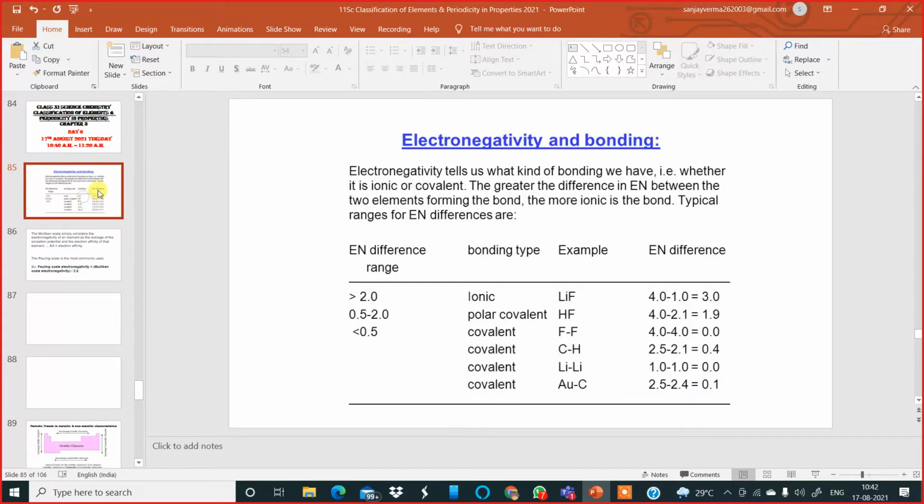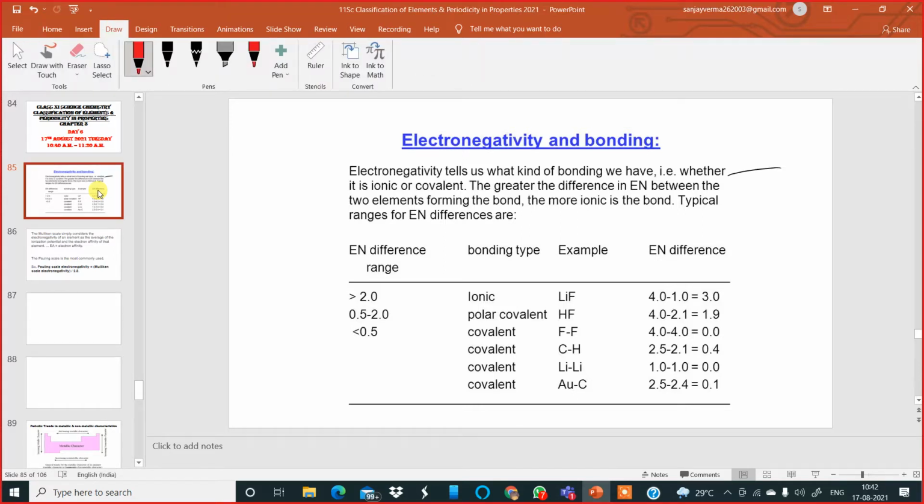So now, if you look at the next slide with regard to electronegativity and bonding. From this concept, we can know what kind of bonding we have, whether it is an ionic bond or a covalent bond. Based on the electronegativity difference between the two elements forming a bond, the greater the difference, the more ionic is the bond. Typical calculations have been shown with some examples in this table.